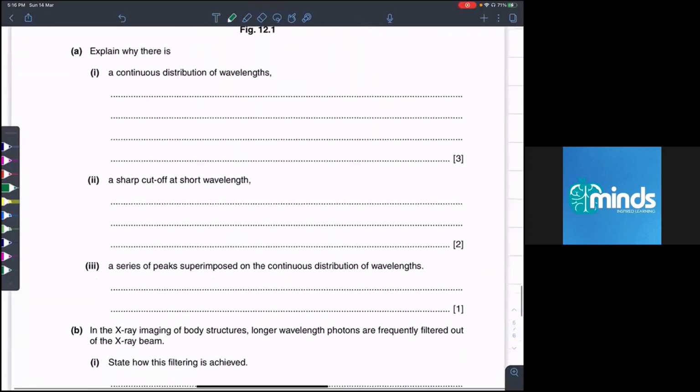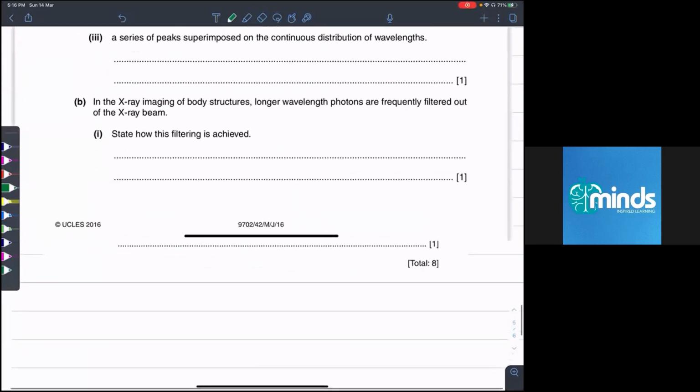A series of peaks superimposed on the continuous distribution of wavelength. What does it represent? It represents the jump of an electron from the outermost orbit to the innermost orbit, or instead of jump of electron, you can use the term de-excitation of electron. That makes sense. De-excitation means jumping from outer orbit to inner orbit.